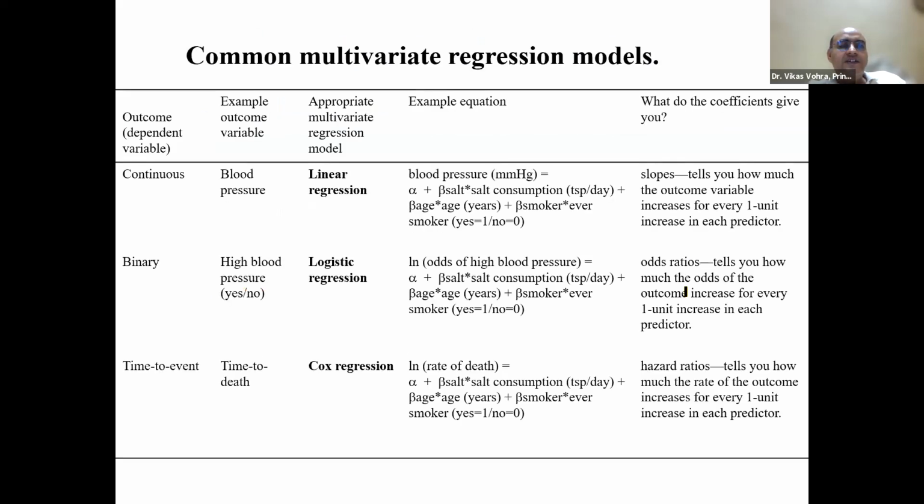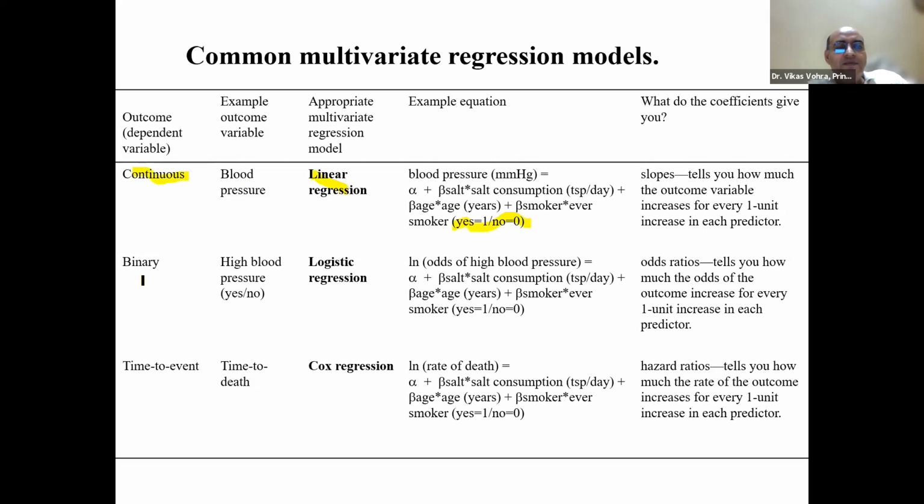Taking an example, when the outcome variable is continuous, the example is blood pressure, and the appropriate multivariate regression model will be a linear regression. The example is blood pressure in mm of mercury equals a population mean, plus B into salt consumption per day in teaspoons per day, plus the age of the person and whether he smokes or not. So you see the predictor can be continuous or binary. Smoker versus non-smoker is an example of a yes-no case, that is binary. You can have both types of predictors, but linear regression will be used since the outcome variable is continuous.